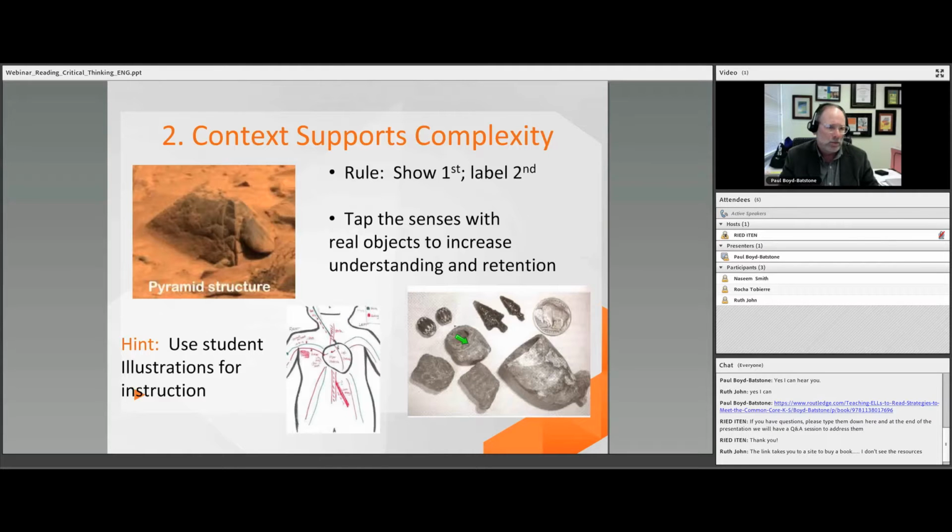Let's continue on. Context supports complexity. I've mentioned this several times already, and let's talk about this more in detail.